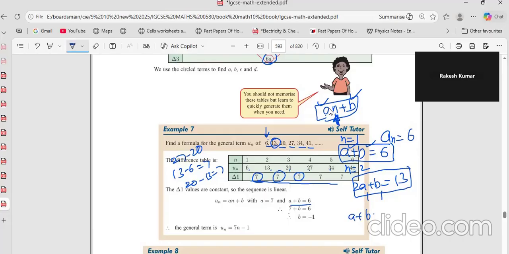a plus b is 6. 2a plus b is 13. So I'm going to just subtract this from this. This cancels. I get a is 7. So a is 7, b is minus 1. So that means the answer is 7n minus 1, the nth term. This is what you have to do. I'll do the next one.